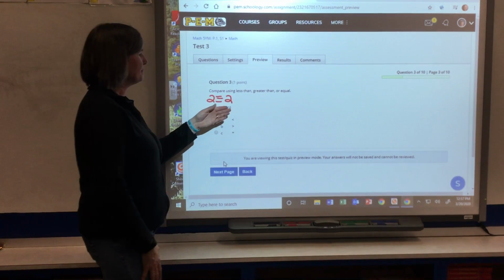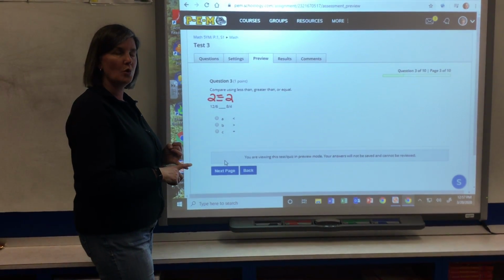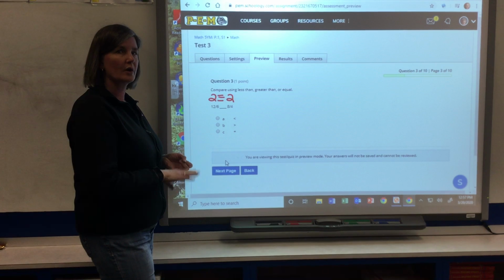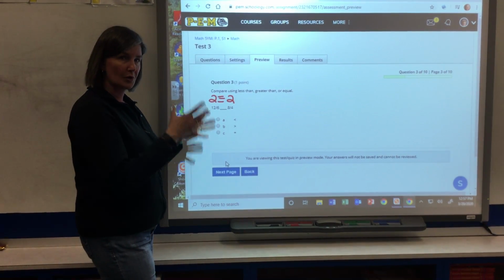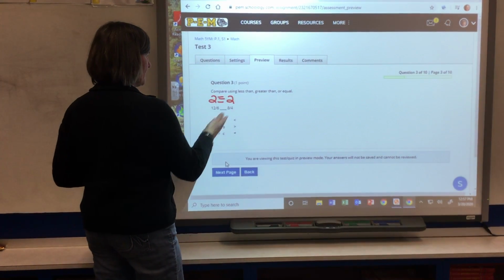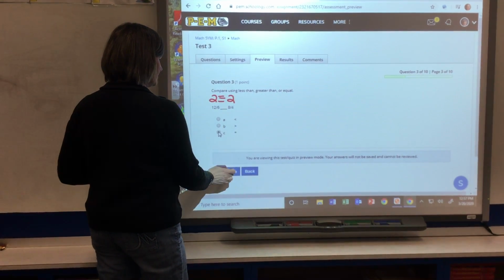So if it's an improper fraction, change it. If it divides out to a whole number, change it to a whole number, or it might come out to a mixed number where you have the whole number with your fraction. So we said equal to, that is letter C.